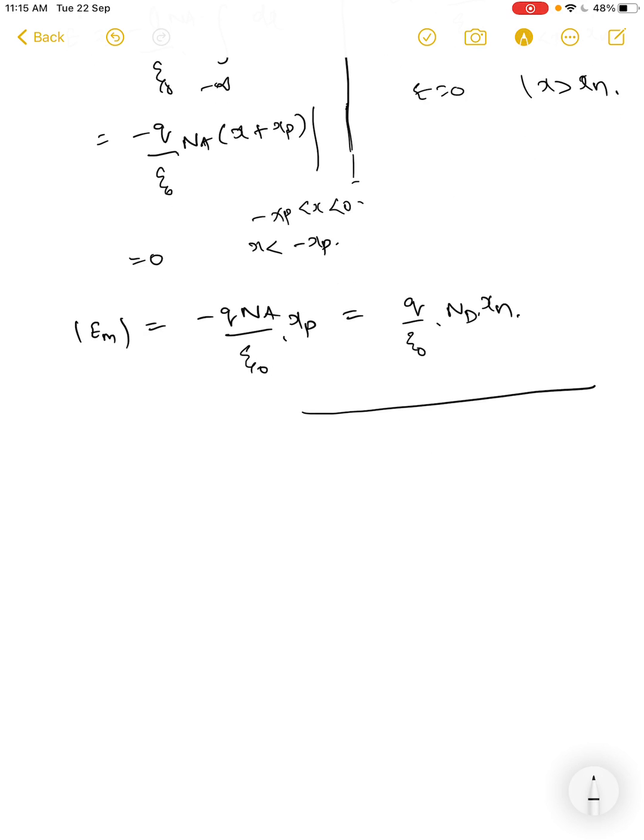So if I plot the electric field for x, this is x equal to 0, and these are two values. I'm not comparing xn and xp here, this is just a representative image. The actual values of xp and xn should be calculated depending upon the doping density. But what is true here is that it has one maximum value, Em, whose values are represented here. Good.